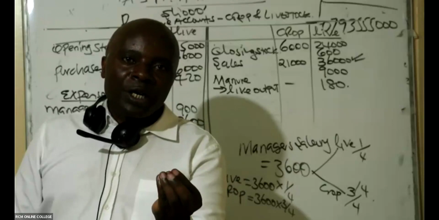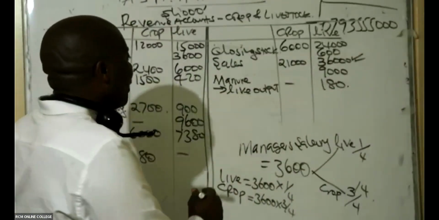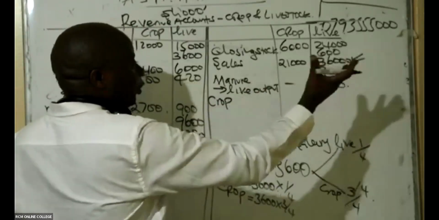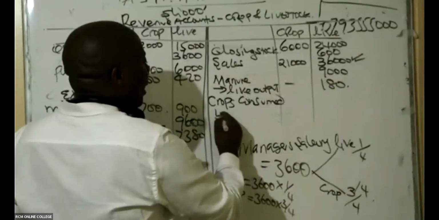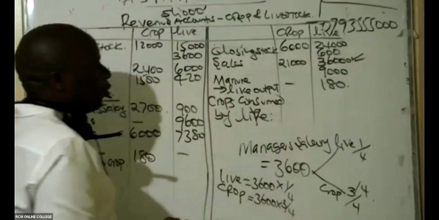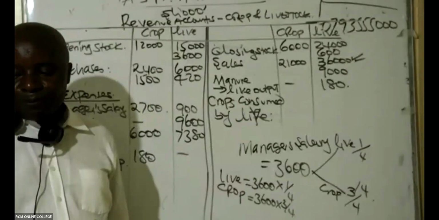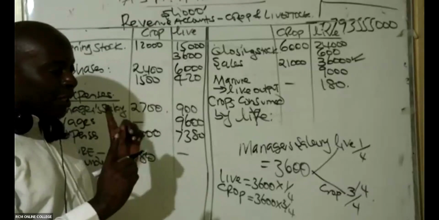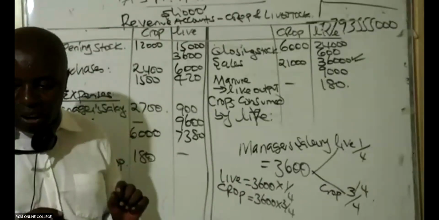So this time round, this will be an output of crop. So in this case here, we have, ladies and gentlemen, crops consumed by livestock. So here, we are selling them as an output. So crops consumed by livestock. How much are they worth? These crops were being given by the crop section. So in this case, it's an output of crops.